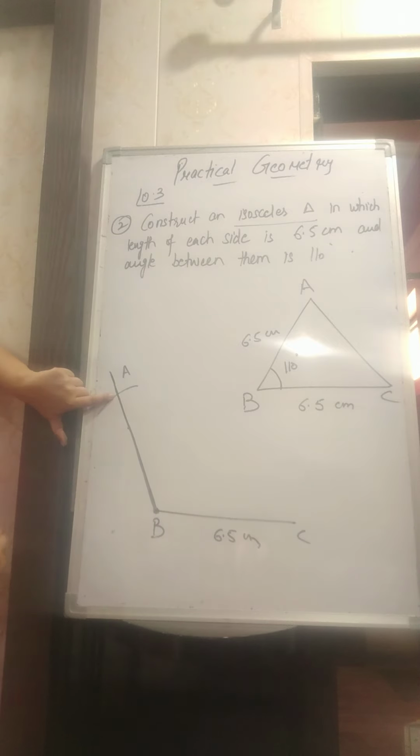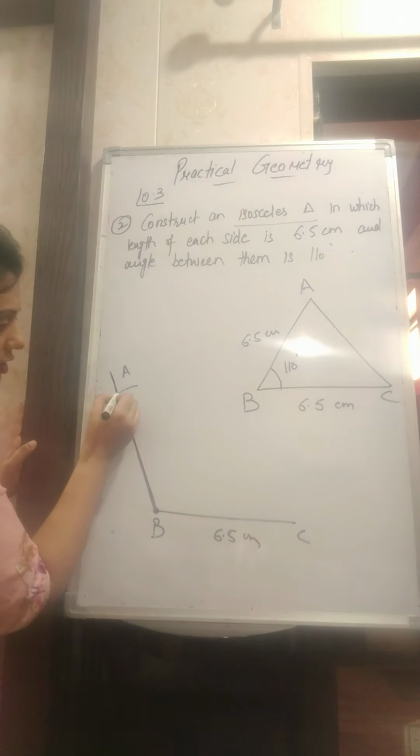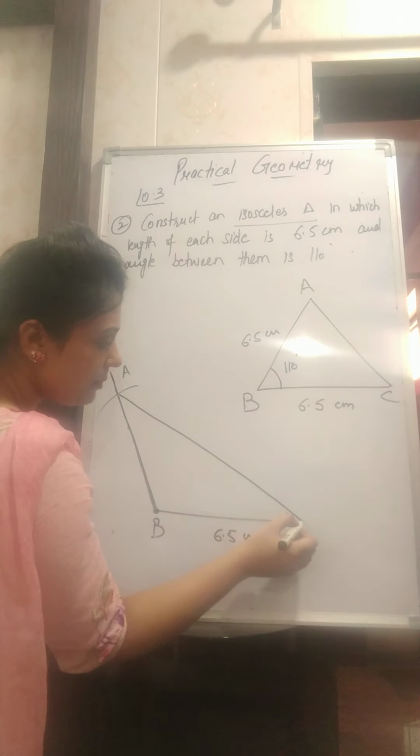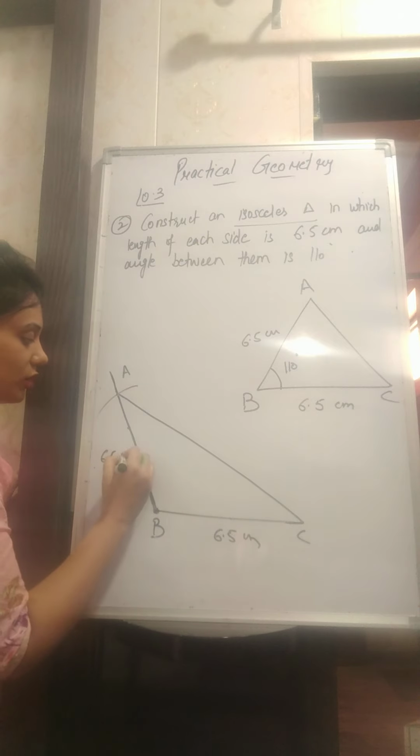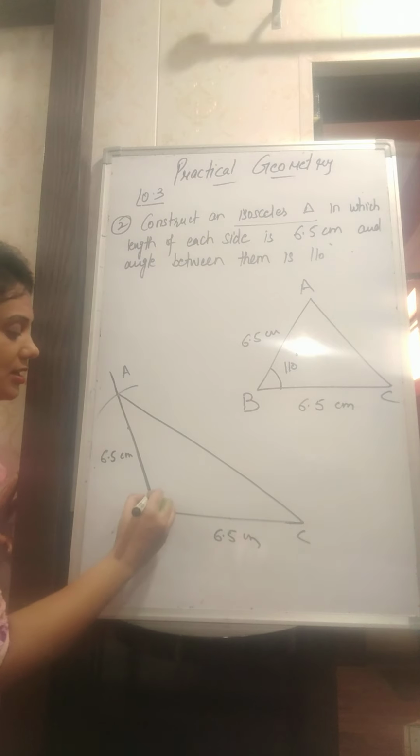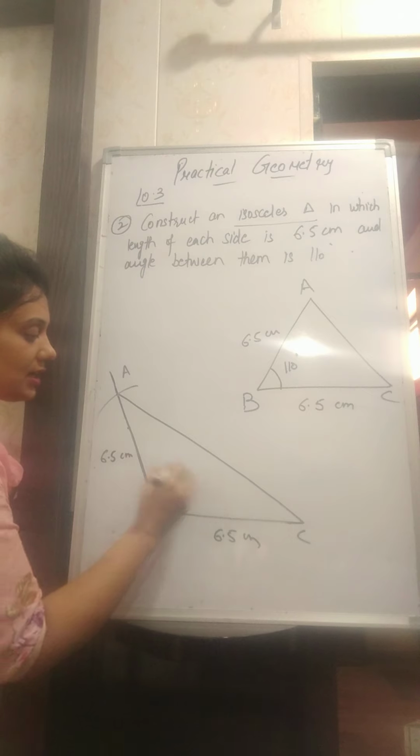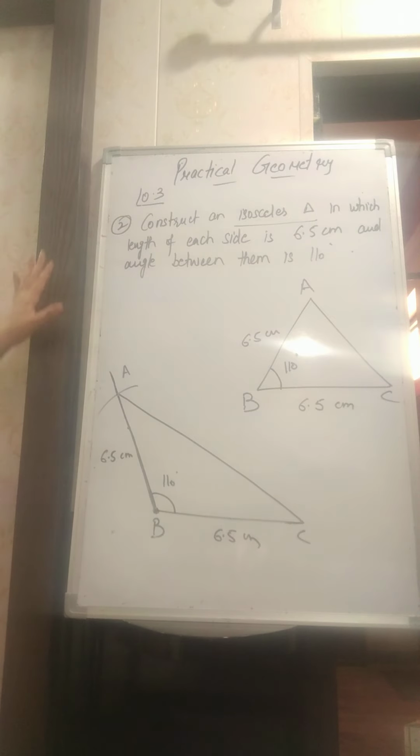That is point A. Then you will join AC by using the scale, right? So this is 6.5 centimeter, this will also be 6.5 centimeter, and this is a 110 degree angle. So therefore this is the required isosceles triangle ABC. So the steps of construction for this question you will be writing yourself.